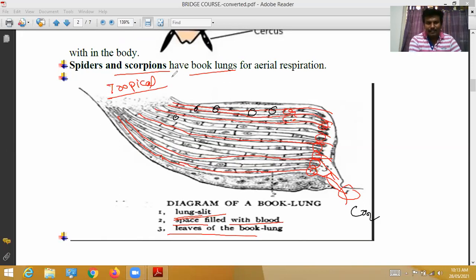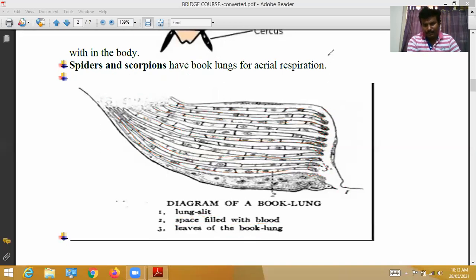So this is it: spiders and scorpions have book lungs for aerial respiration. This is book lung respiration. Book lungs are used by spiders and scorpions for aerial respiration.